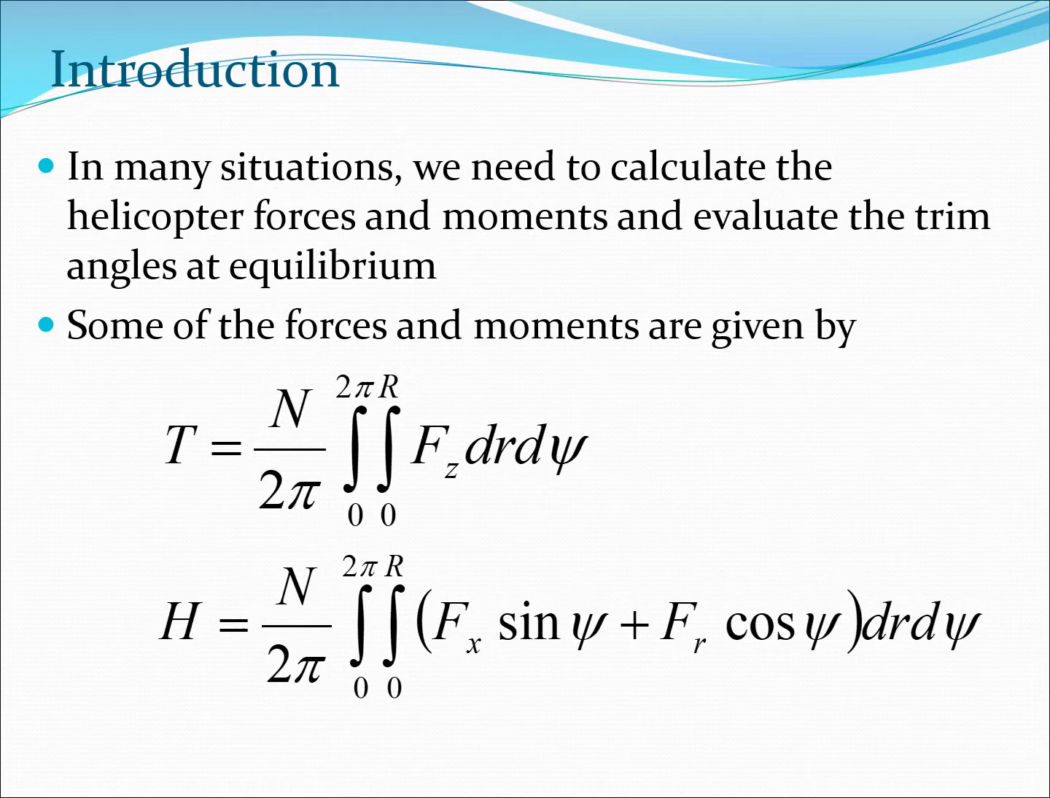Now, before we do that, let us look at some of the forces which can be obtained from the blade section loads, which we discussed when we tried to derive the different forces and moments in terms of the blade section. So let's look at thrust, for example. The thrust would be the Fz component, which is the vertical component, into dr, and this is integrated from 0 to R, and then you have d psi, and psi goes from 0 to 2 pi, and then you have N by 2 pi here. So this is actually summed over all the blades, N being the number of blades.